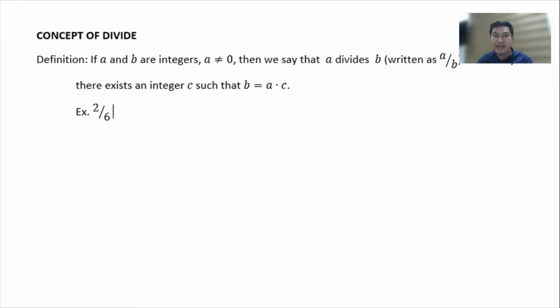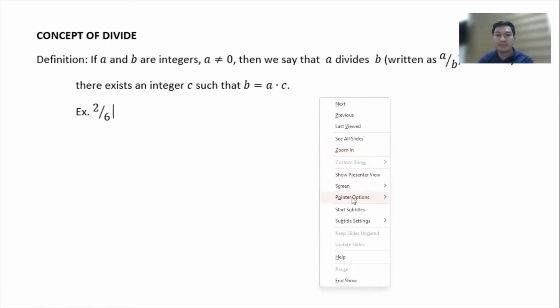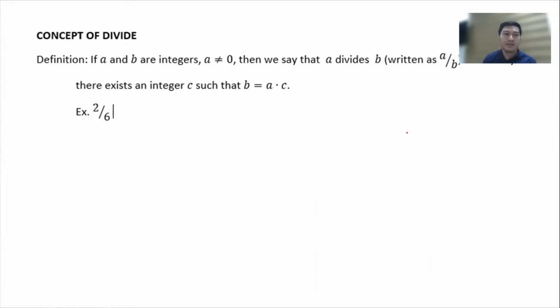If A and B are integers, where A is not equal to 0, take note that you have an A and you have a B, and they are integers in the set of integers. And one of those integers must not be equal to 0, because if it becomes 0, then I think it's not possible for the concept of divide to emerge. Then we say that A divides B, written as A | B, or others write this A, then B like that.